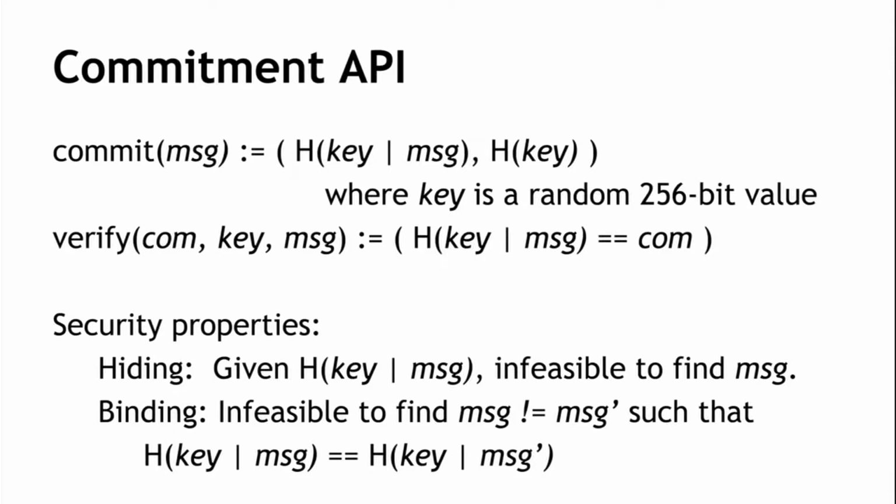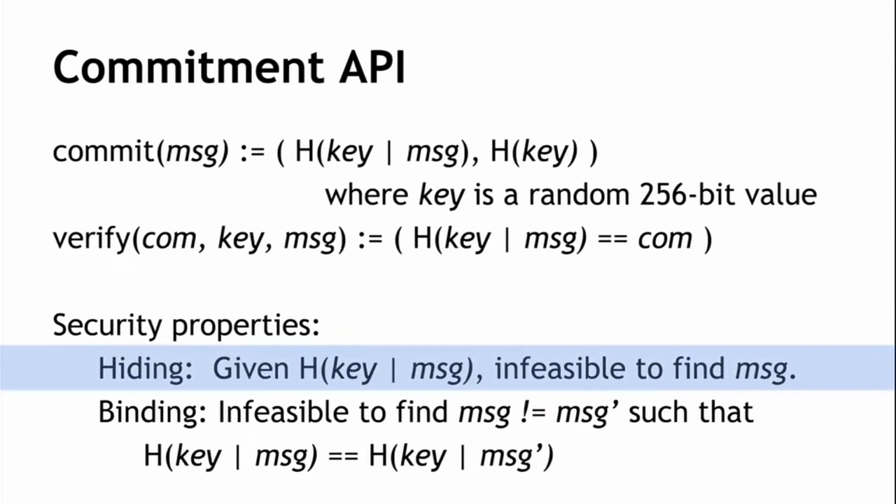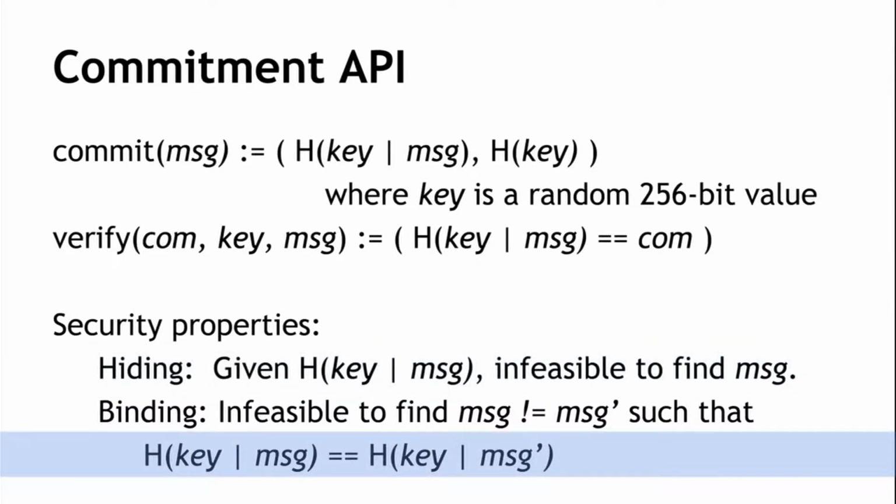So now the security properties, if we go down to the security properties that were at the bottom of the previous slide, and we just plug in the definitions of how we're going to implement this here. That is, this used to say, given com, infeasible to find message. We just plug in what com is. Com is the hash of key concatenated with message. And similarly down here, this is what happens when we take what was written there before and plug in the definition of verify and com.